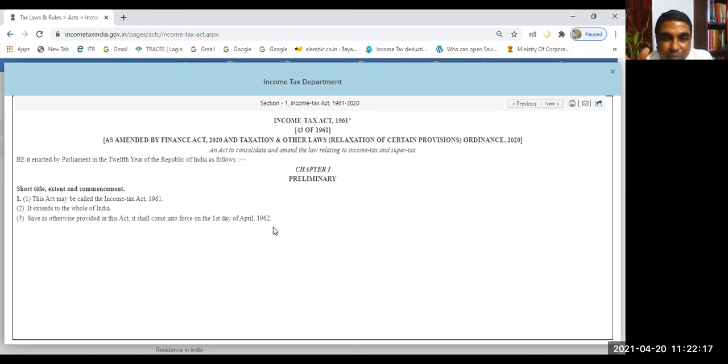Once section 1 is over, we will go to section 2. Section 1 talks about short title, extent and commencement. Three things. Name is Income Tax Act 1961. Applicable to the whole of India. And it will be applicable from 1st April 1962. Friends, today we'll stop here. Next class, we'll be entering into section 2, where the meaning of most of these terms is given. We'll be learning that.